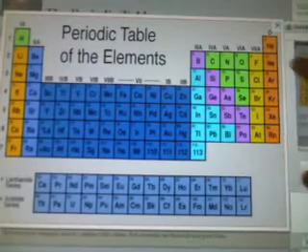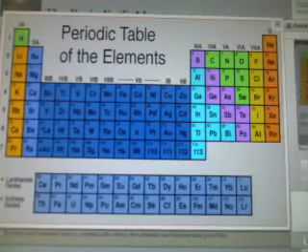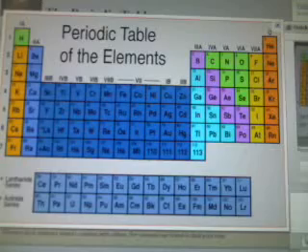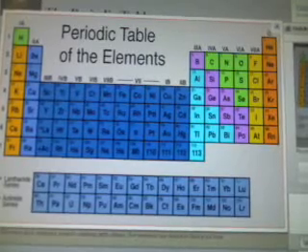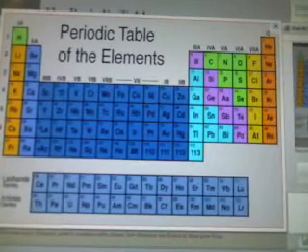Noble gases are the column in orange all the way to the right. They are inert, which means that they do not react, and they have a full shell of valence electrons.